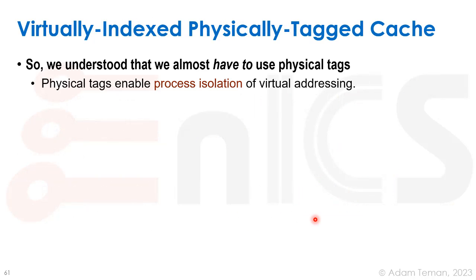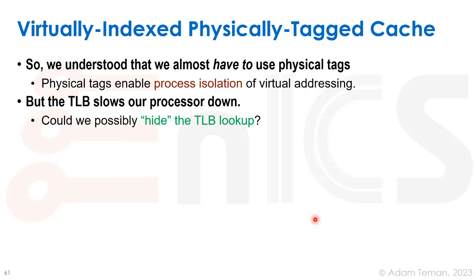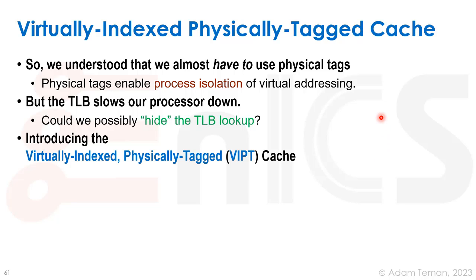So of course there is a solution. We understood that we almost always have to use physical tags. Physical tags enable process isolation of virtual addressing. But the TLB is serially, in the pipe, twice in fact. So it really slows our processor down. So the question is if we can hide that access to the TLB in some way. And the answer is a virtually indexed physically tagged cache. That's a real long word. We usually just call it a VIPT cache, therefore.